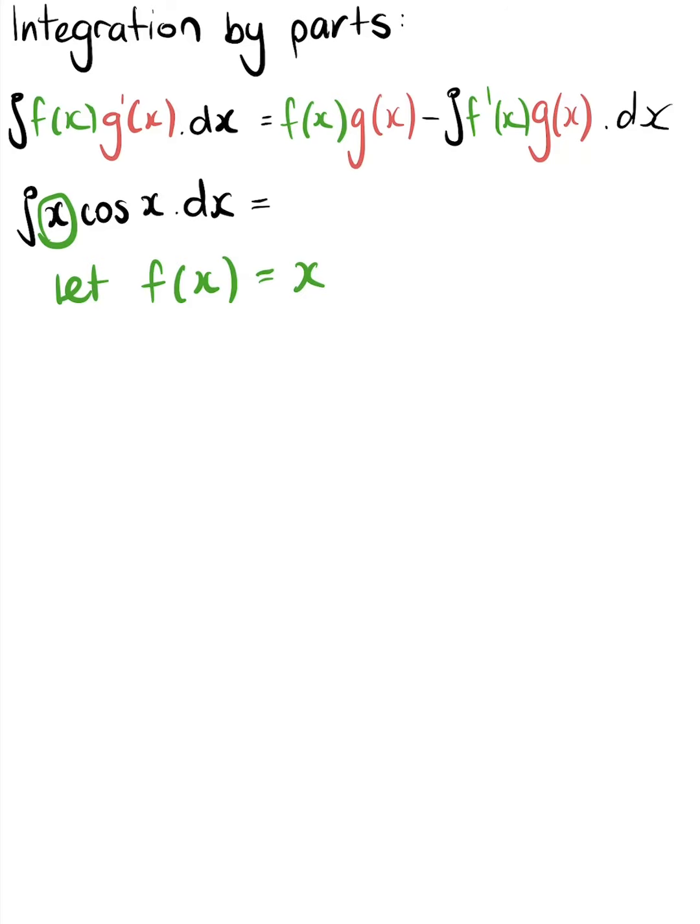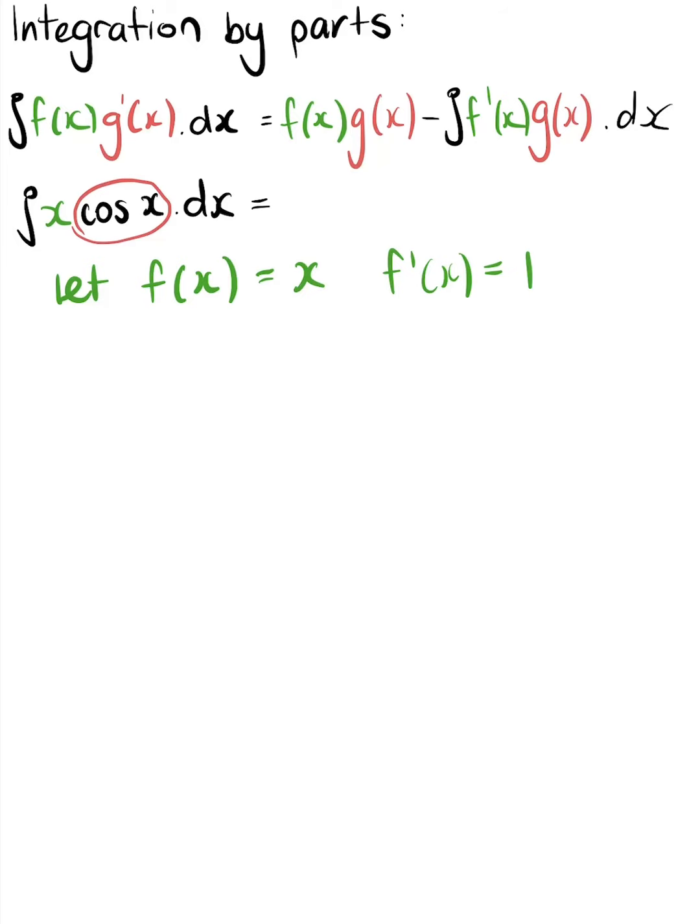Now, if we look at the rest of our formula, we can see that we need to find the derivative of this. And this is why we pick the easier one, because we know from our power rule that the derivative of x is simply going to be 1. So we can easily have two components of our formula. Next, we have to look for our g derivative of x. In this case, it's going to be the other part of what we have left over in our integral, which is cos of x.